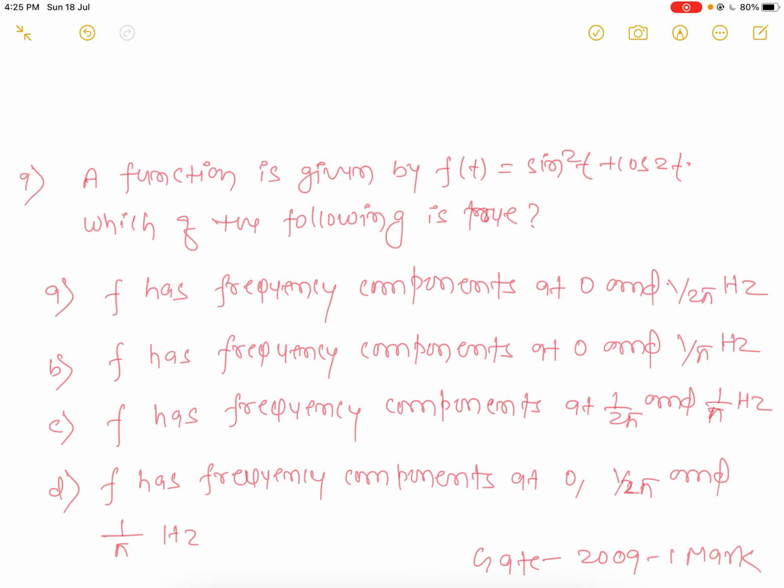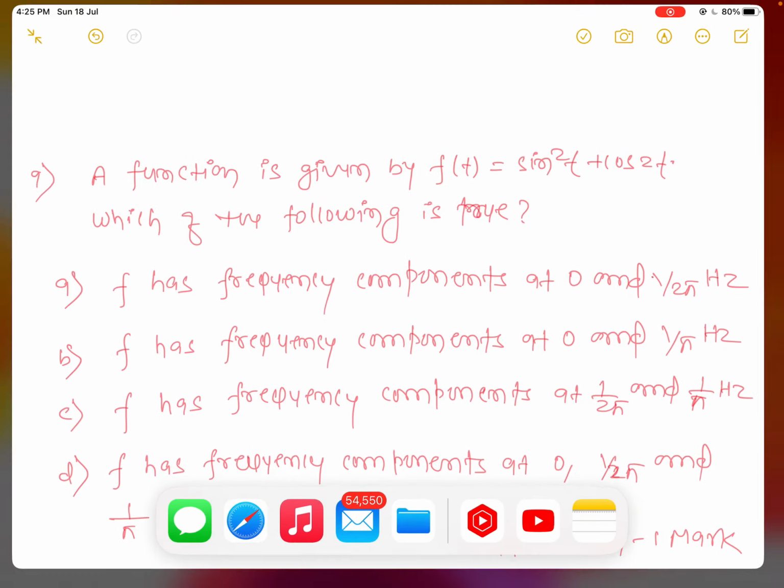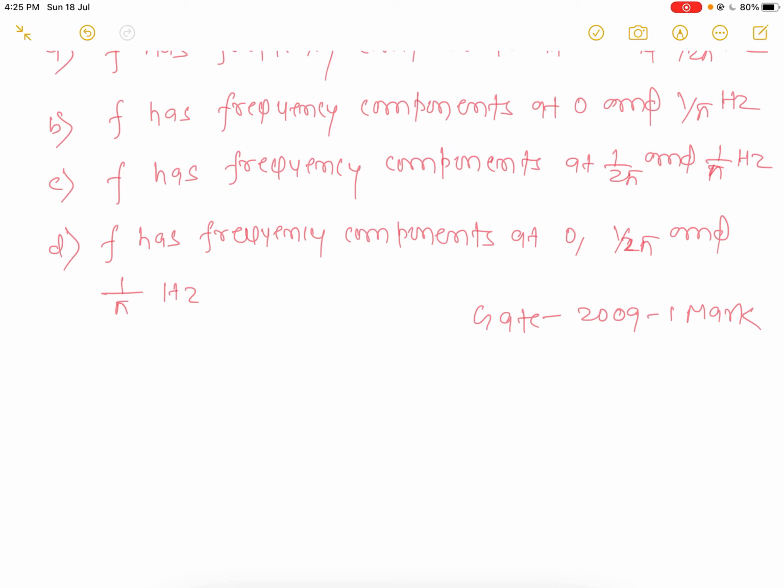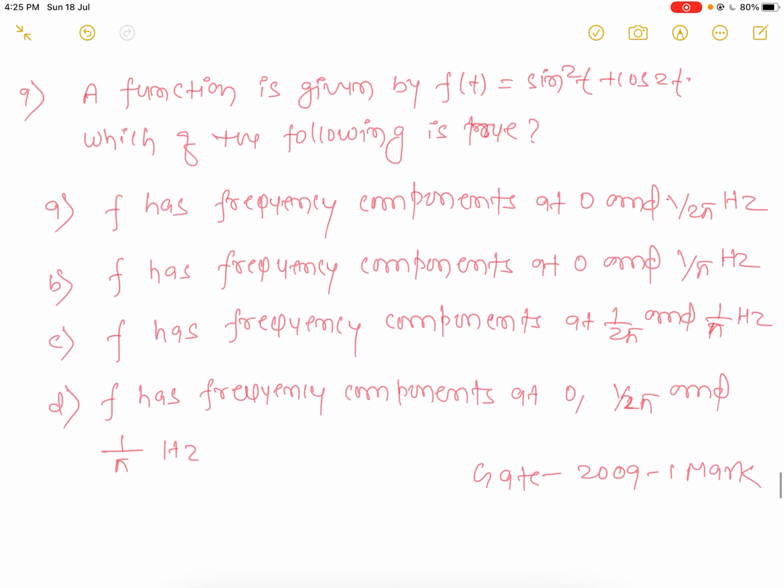A function is given, f(t) is equal to sin square t plus cos 2t, which is true? F has frequency component at 0 and 1 by 2 pi. F has frequency component at 0 and 1 by pi. F has frequency component at 1 by 2 pi and 1 by pi hertz. F has frequency component at 0, 1 by 2 pi and 1 by pi. So first check, what is given?